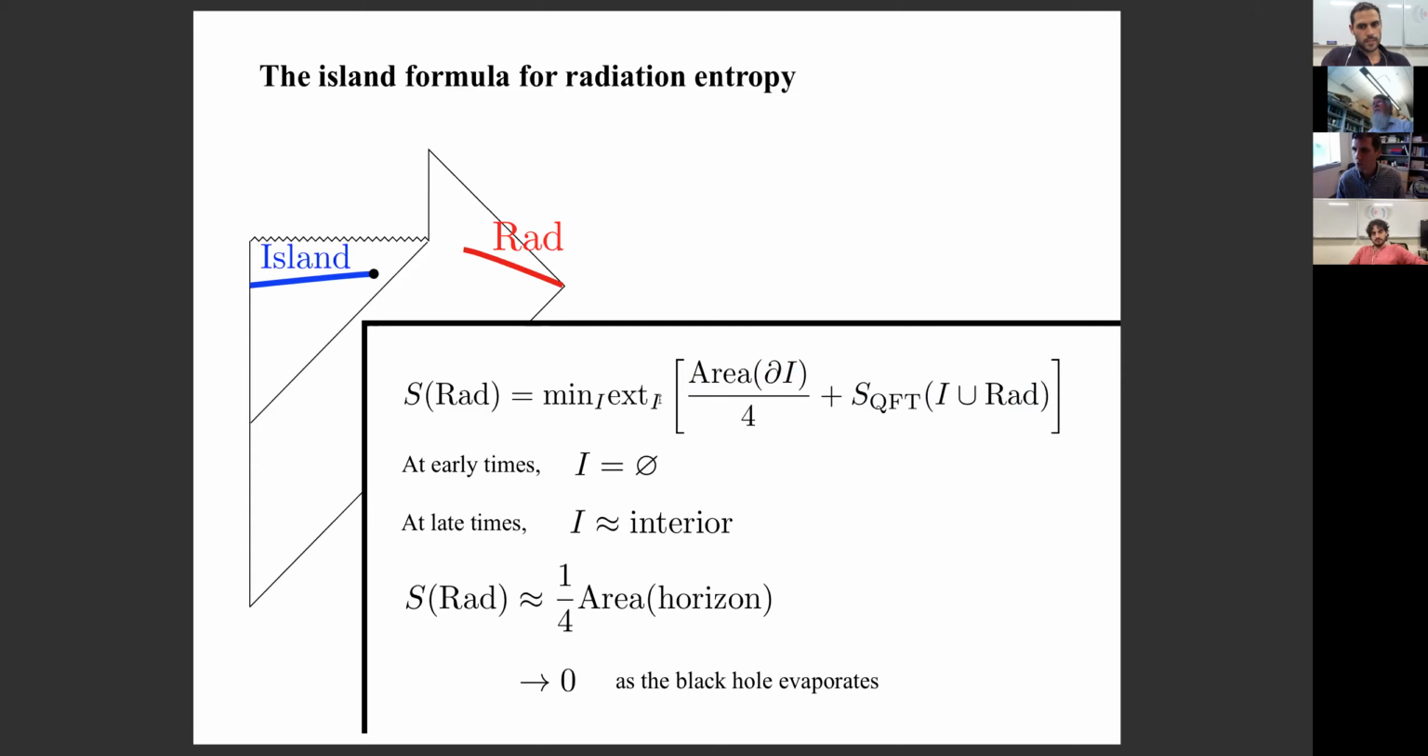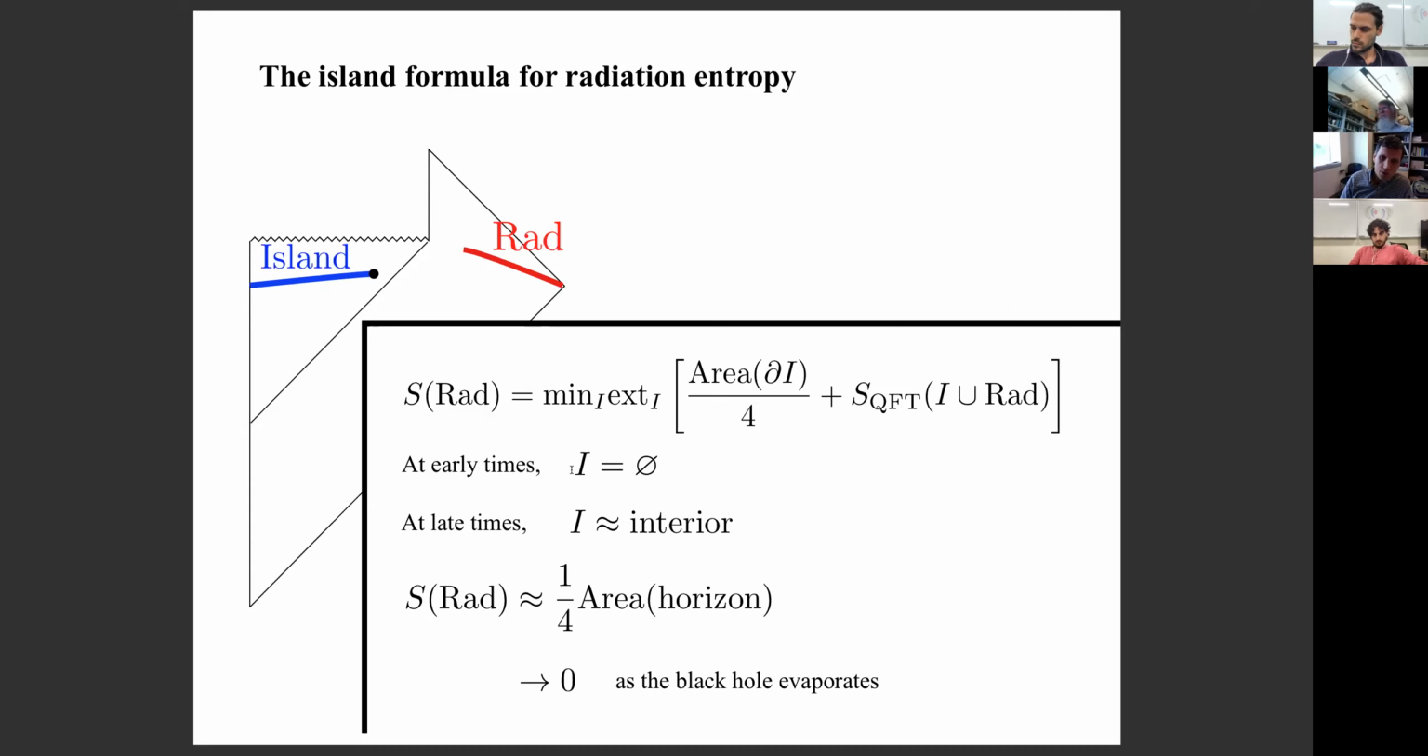We seek all the extrema, and if there's more than one, we then minimize over the choice of extrema. Okay, so that's the island formula. And as I said, this was proposed based on similar ideas in AdS/CFT, but later in the talk, I'm going to justify it directly from the gravitational path integral. So how does this help with understanding the entropy of Hawking radiation? Well, let's see what it gives.